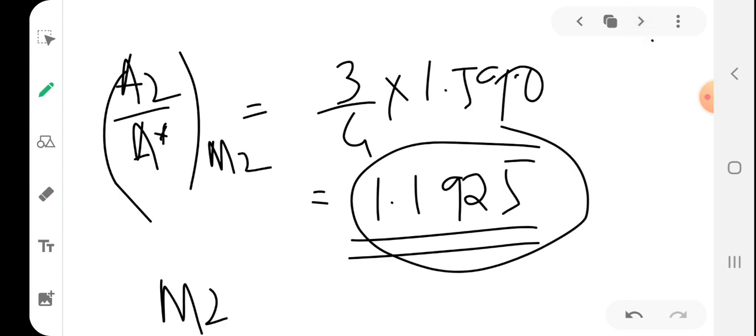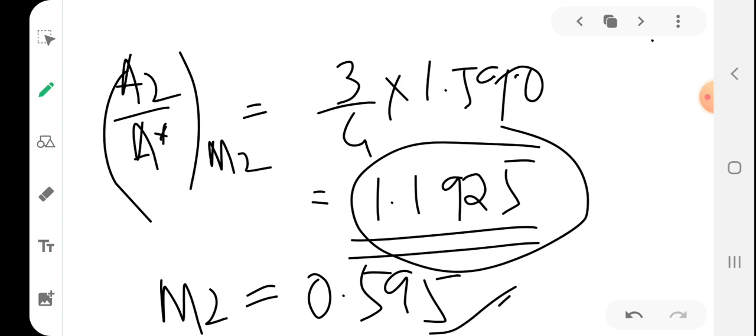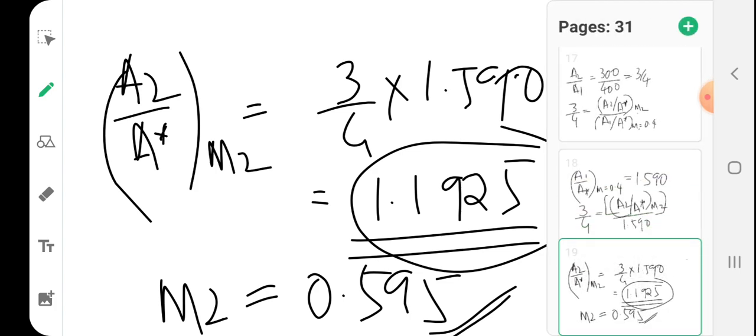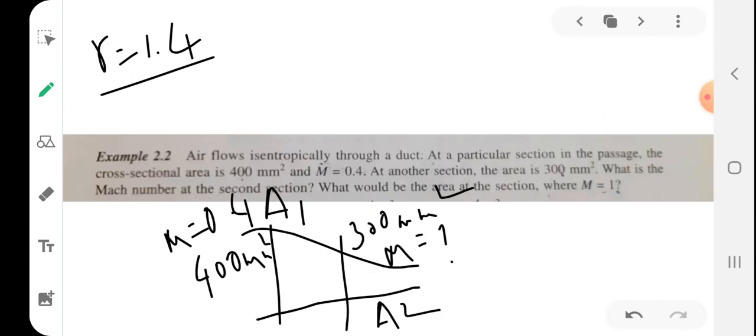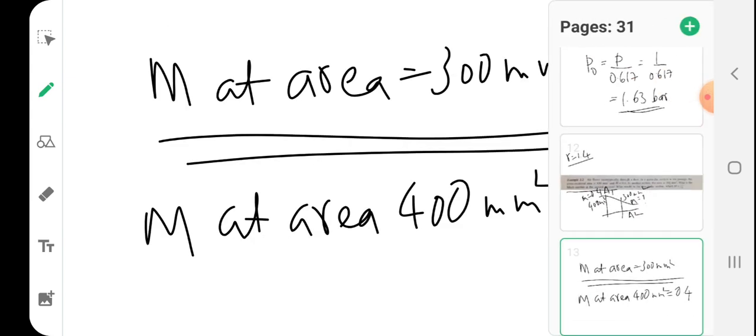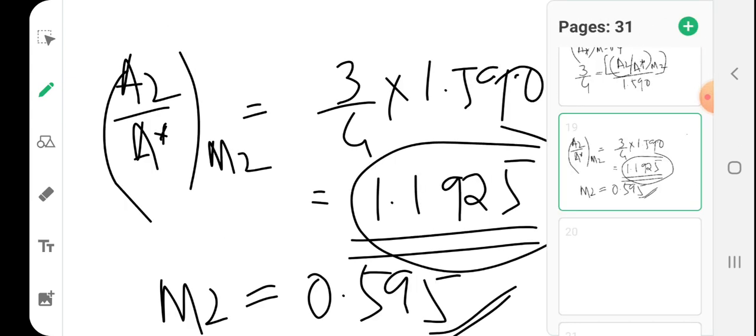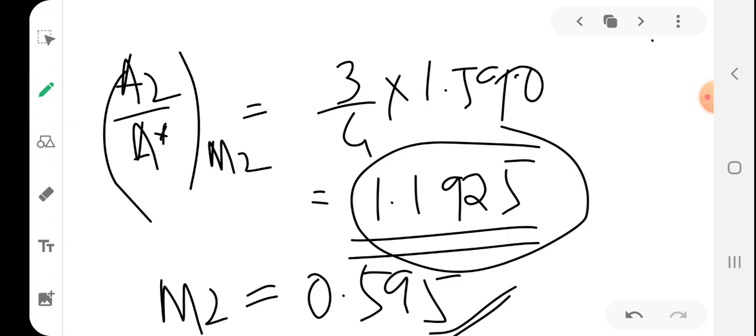So you just do the reverse method. Corresponding to A by A star equal to 1.1925, you get the Mach number from the gas tables as 0.595. So that is the question you were asked: what is the Mach number at the second section. So the Mach number at the second section is 0.595.